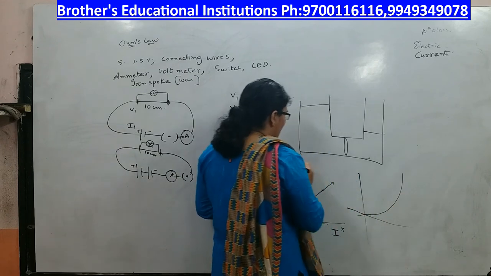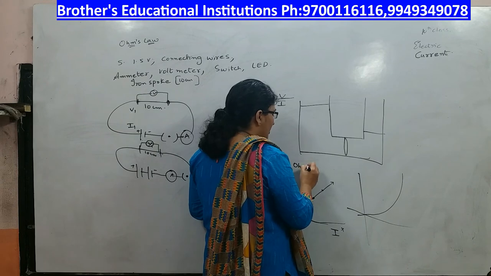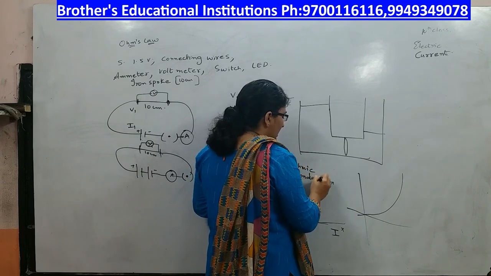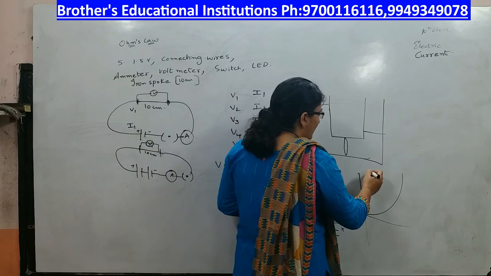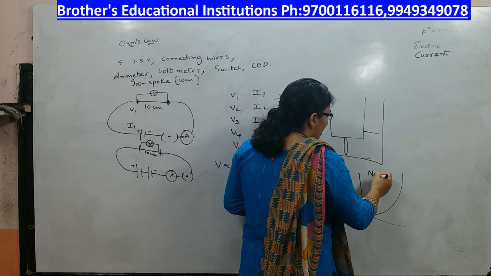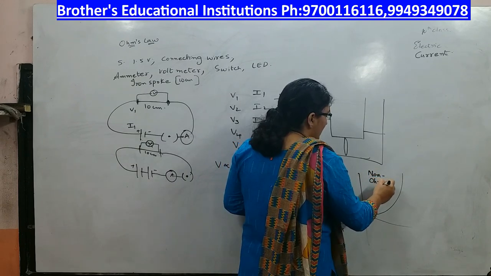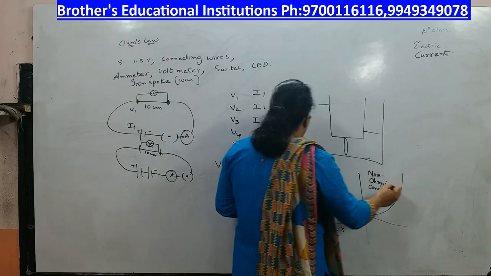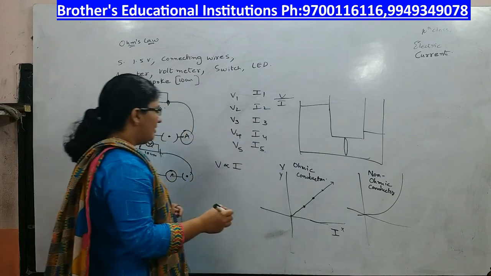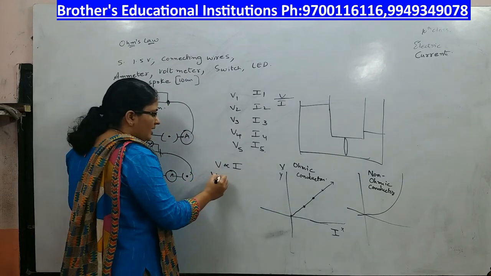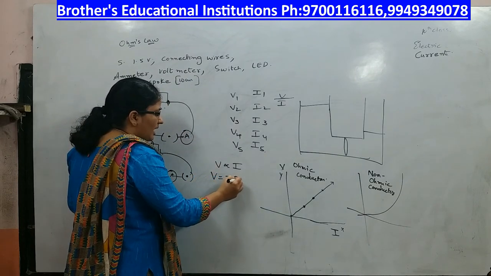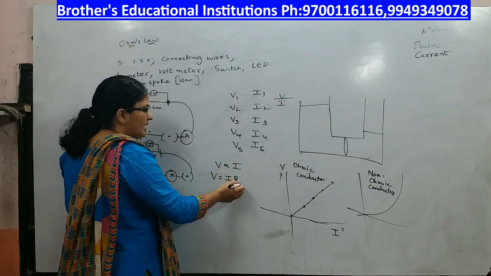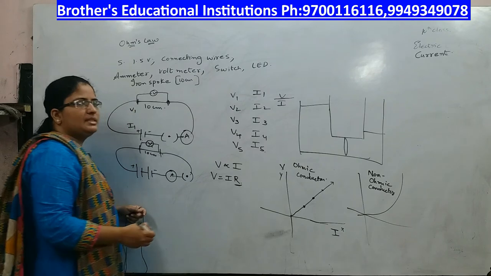Conductors which obey Ohm's law are called ohmic conductors. And the conductors which do not obey Ohm's law are called non-ohmic conductors. So in this activity we have seen that V is directly proportional to I, V is equal to IR. Remove this proportionality, you will get a constant called R. This R is called resistance.